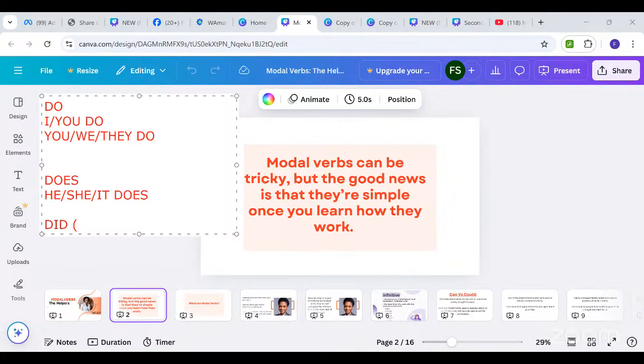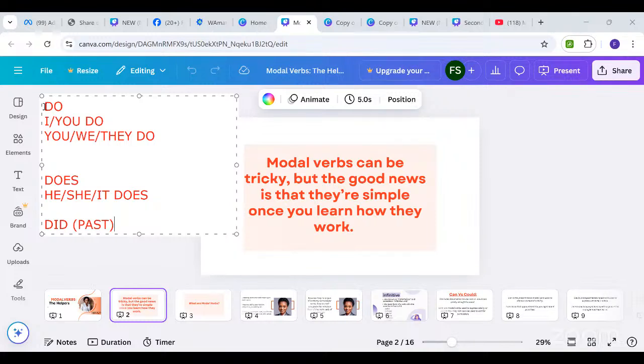Okay. So I said that did is the past form. Do and does, they are both present simple. They are both used for present tense. We change it to did in the past. So I can say, I did, you did, we did, they did.